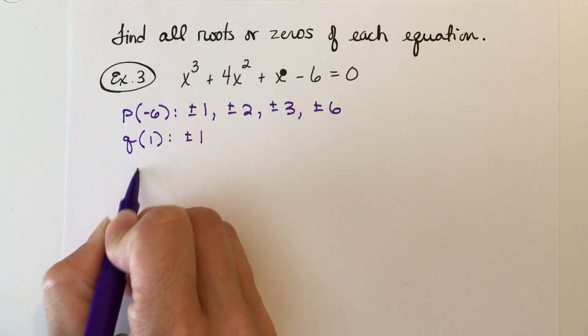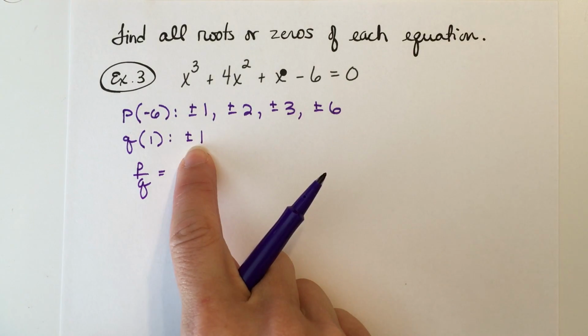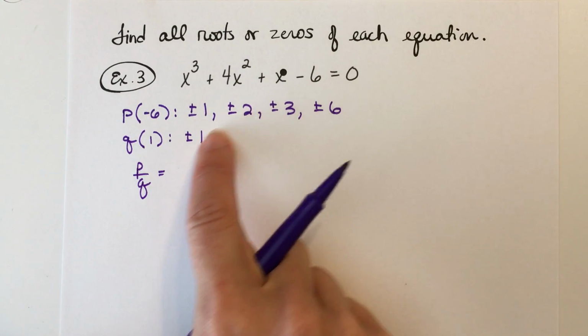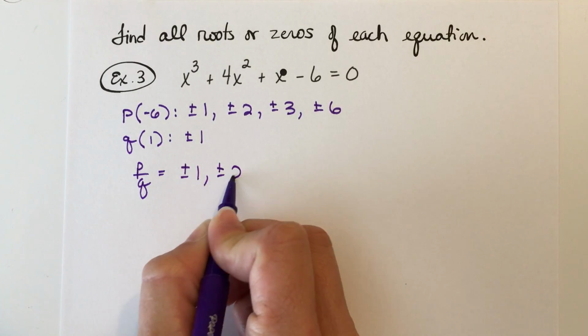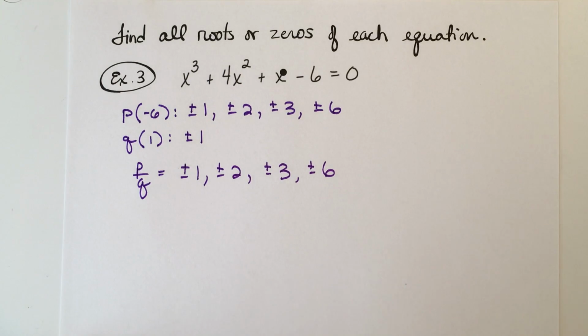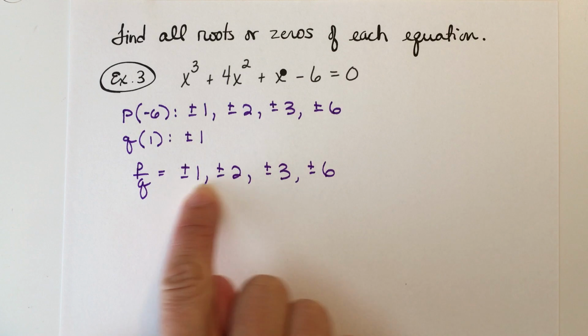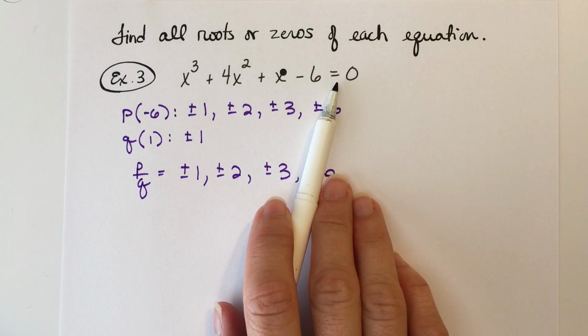So P over Q, you remember you have to take all of your P's and put those over 1. So 1 over 1, 2 over 1, 3 over 1, and 6 over 1. Okay. Now, what you have to do is find one number in this list that's one of the actual zeros. So just like you did before, you're going to have to start by substituting these numbers into the polynomial and finding out what makes it equal to 0.